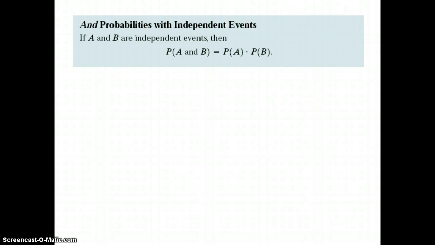Now we're going to look at AND probabilities with independent events. If A and B are independent events, then the probability of A and B both occurring is found by multiplying the probability of A times the probability of B.